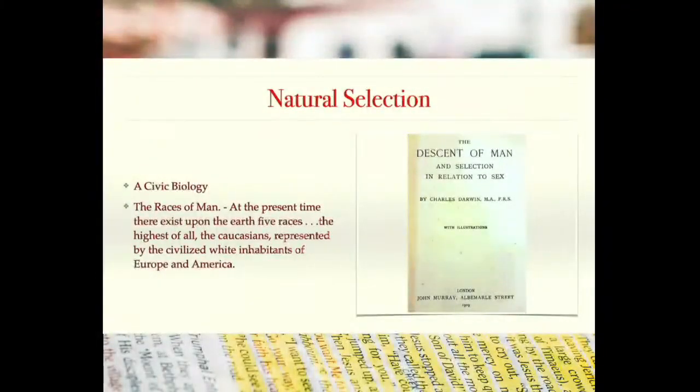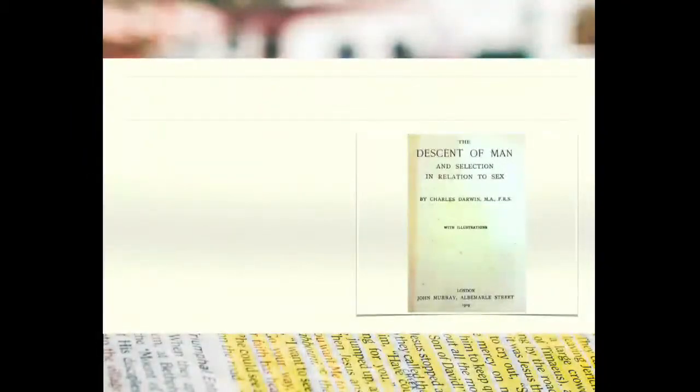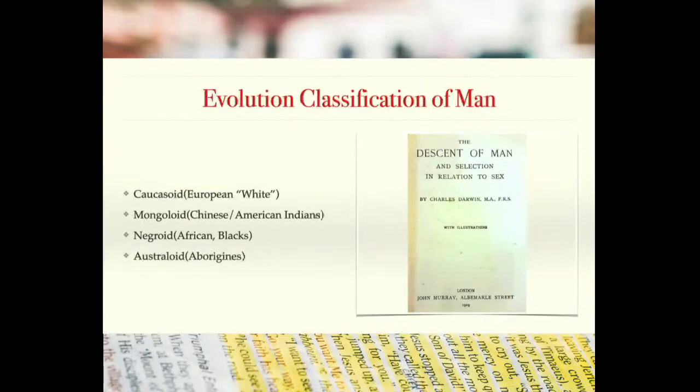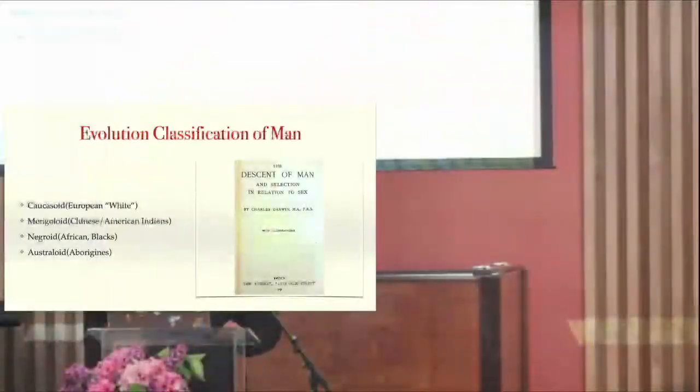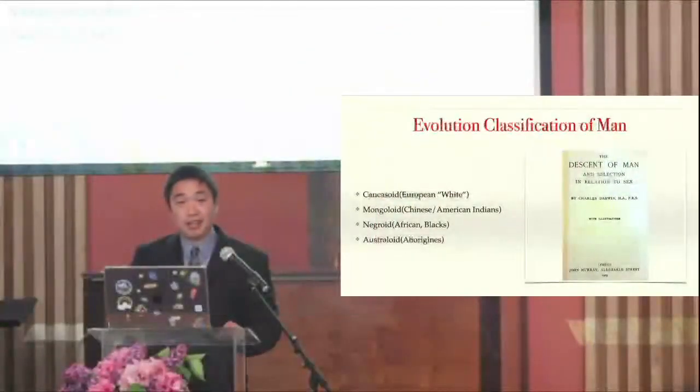Is that evident to you there? That evolution breeds what? Racism, right? Where did we get these classifications? Caucasoid, Mongoloid, Negroid, Australoid. Did you know that this is also in hierarchy order, what the secularists believe is the highest race to the lowest race? Where did this classification come from? Was it from God? No. It was from Darwin, right?